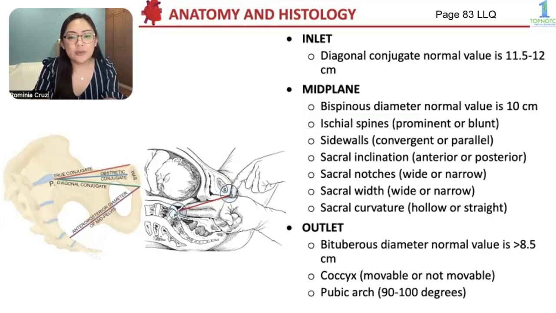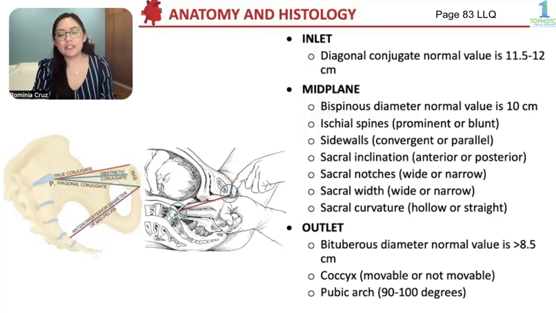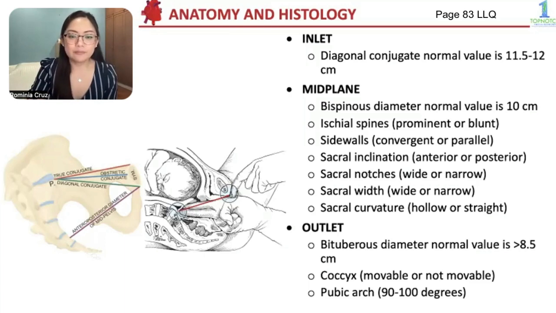On the other hand, your pelvic outlet, ang tinitignan natin would be your pubic arch, your coccyx, and your bituberous diameter. The bituberous diameter in an adequate pelvis would usually measure more than 8.5 centimeters, while the pubic arch usually measures 90 degrees or more in a woman for delivery.